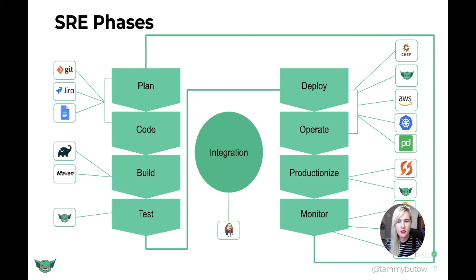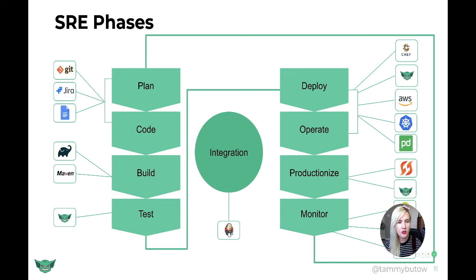And then in test, we can do some chaos engineering tests with Gremlin, for example. Then we can go over to deploy. And deploy and operate actually has a lot of different tools that we can use. There's a lot of tools created in the industry to help with this particular phase. Chef, Gremlin again, AWS, Kubernetes, PagerDuty.